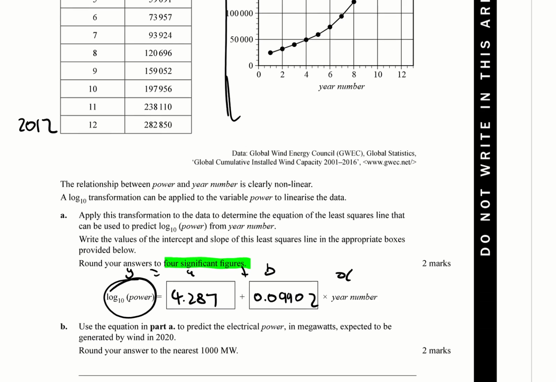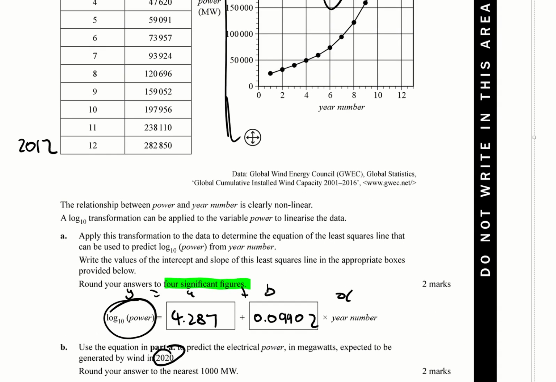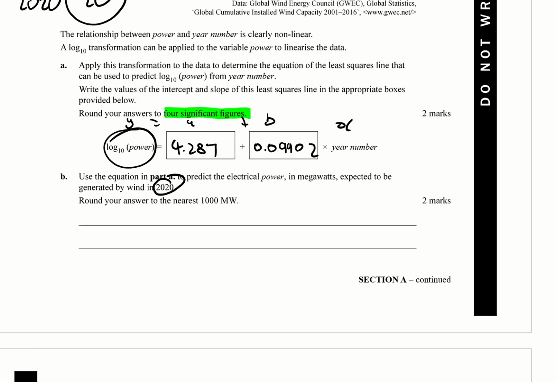Okay, now in part A, you've got to predict the power in megawatts expected to be generated by the wind in 2020. 2020 here is an important point because we don't have a scaled number for 2020. So what would that number be? You just count down, and what it ends up being is 20. Okay, and it's 20 that we use in the year number spot. When we do this part, we're going to use the year number of 20, not 2020. We're going to use 20 because that's what we've been using.